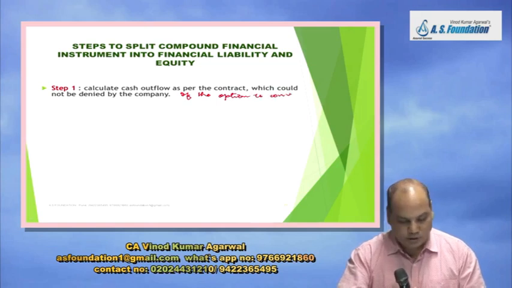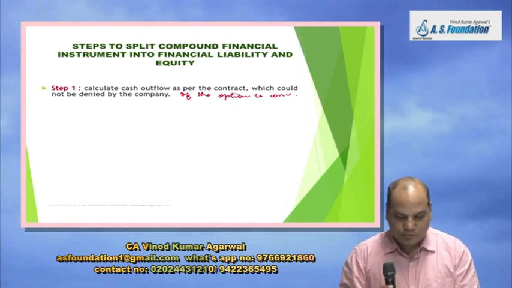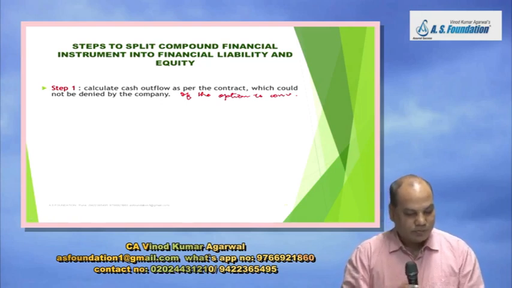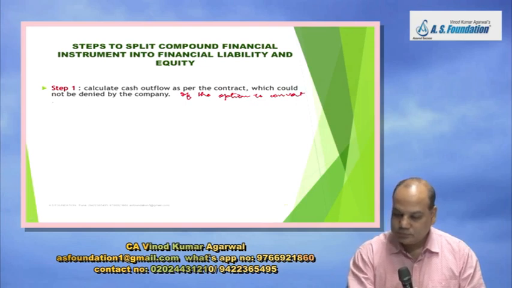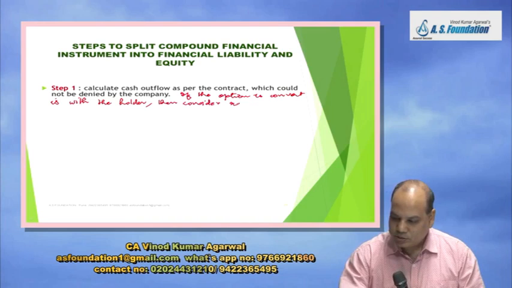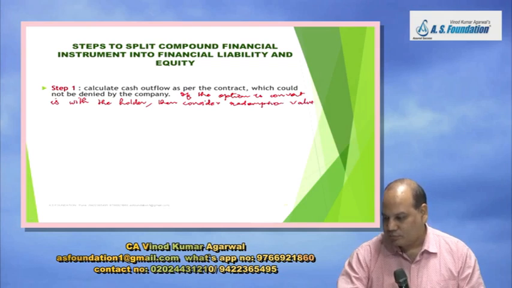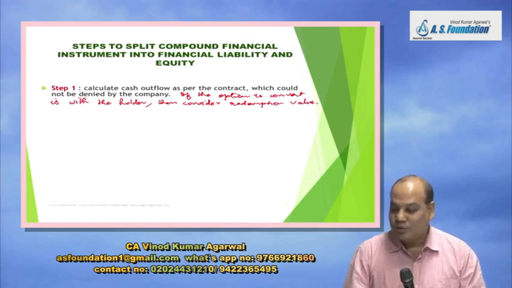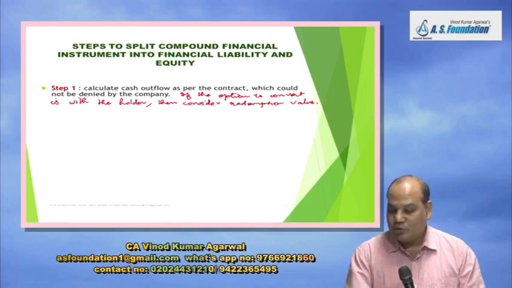If the option to convert is with the holder, then consider, you can write at the top, then consider, don't write on benches, then consider redemption value. If the option to convert is with the holder, then consider the redemption value also. Now you will complete the sentence.